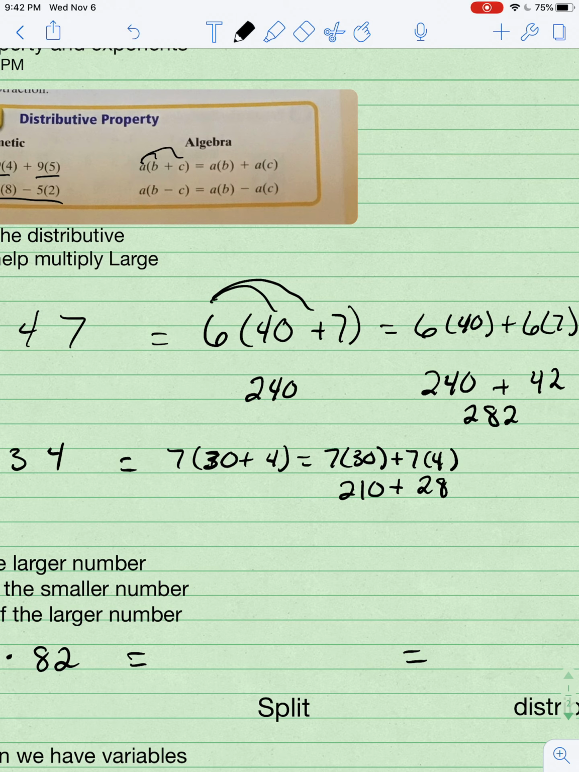So now we can just add these numbers. 0 plus 8 is going to give us 8. 2 plus 1 is going to give us 3. And there's nothing to add to the 2. So there we've solved for 238. We can use this to help us do mental math when we're multiplying larger numbers. Break it into easier numbers that we know we can multiply, and then add those sums together.